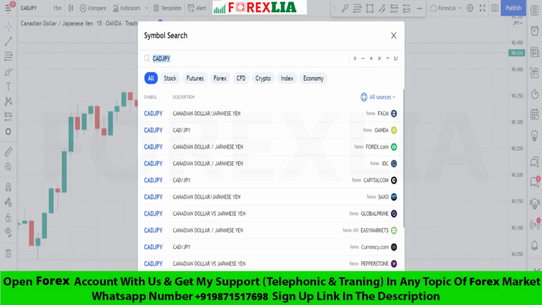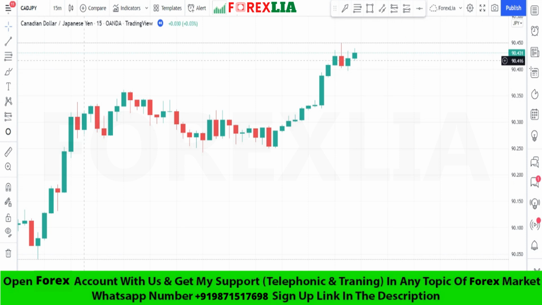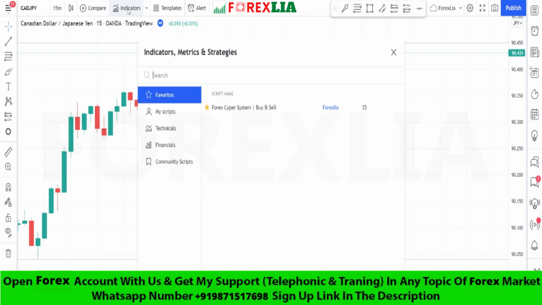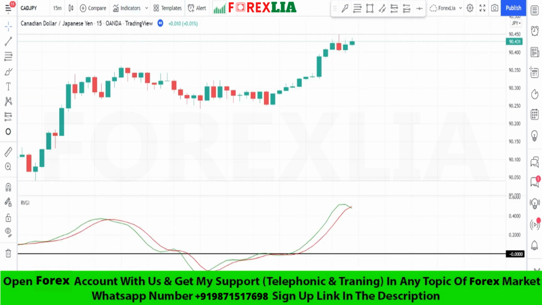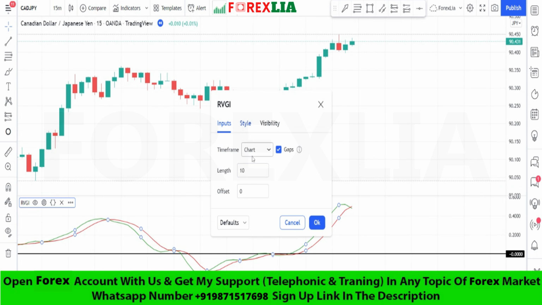First we open CAD JPY in 15 minute time frame. For this strategy we need the Relative Vigor Index indicator, with some settings changed.